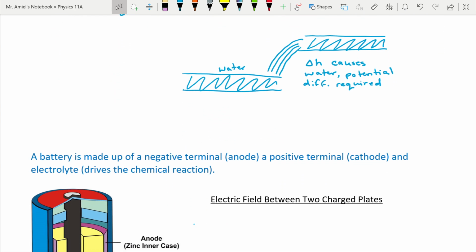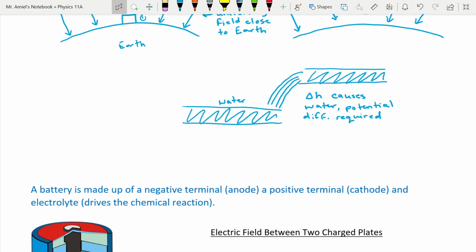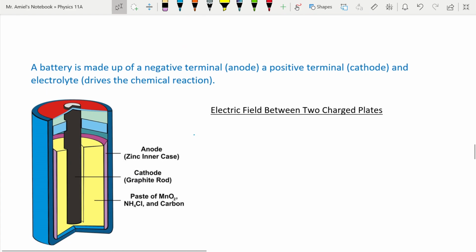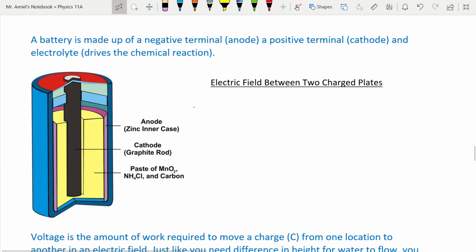And to really understand this, here our potential difference is set up by a change in height, but with our battery, we're going to get a potential difference, and we need to understand a little bit about how a battery is working and a little bit about electric fields to understand why we're getting a potential difference in a battery. But let's look at a simple battery, a dry cell battery that everyone should be familiar with.